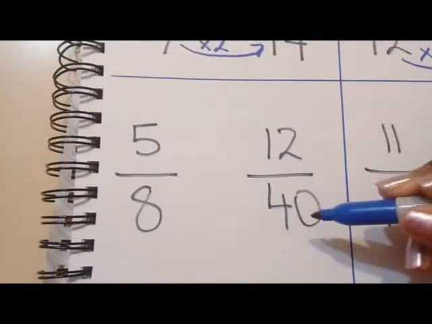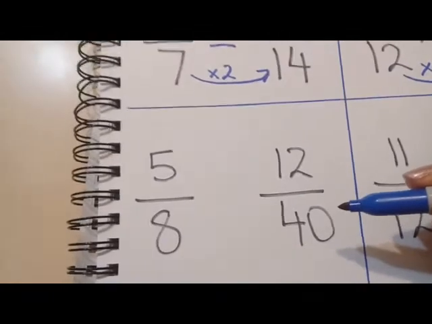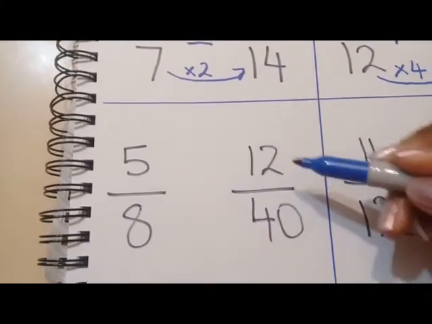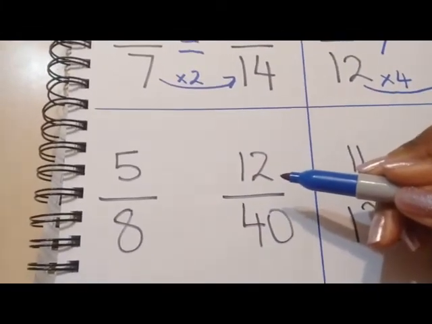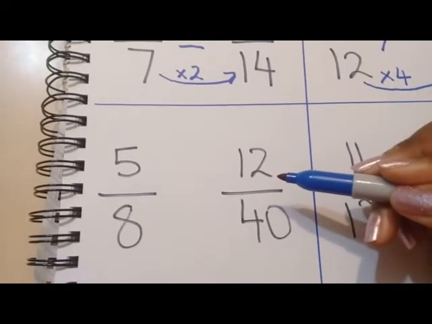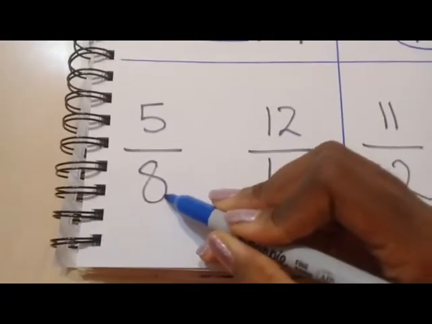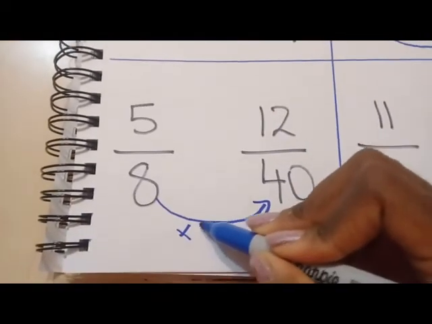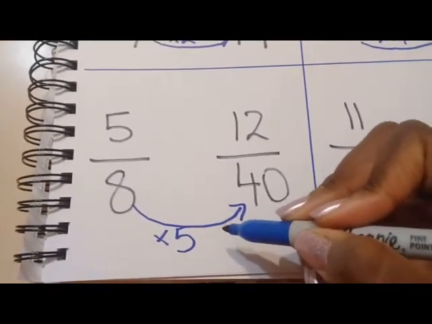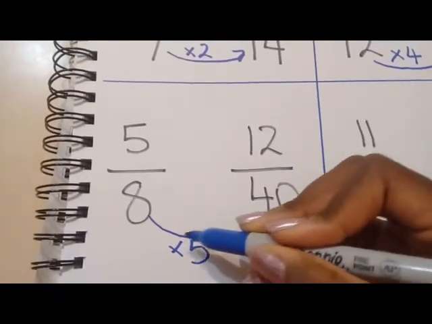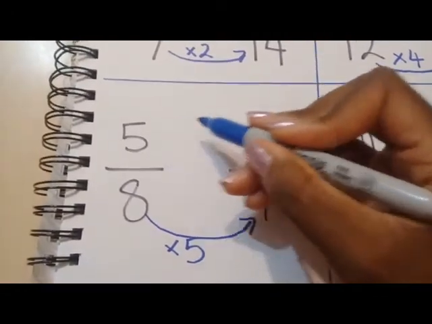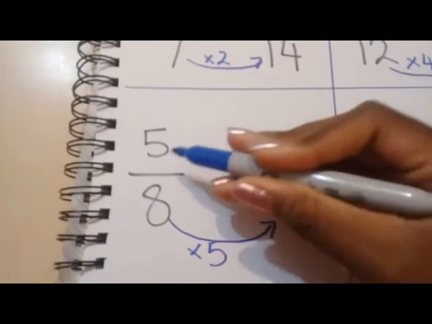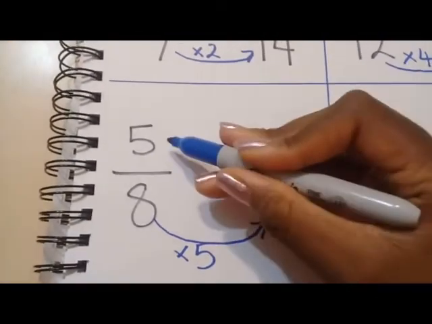5/8 and 12/40. Well, right away I'm looking at 5 to 12. I can't think of a single way to get that done. Well, let me try to get from 8 to 40. 8 times 5 gives me 40. That must mean that if I multiply the bottom by 5, I should be able to do the same thing to the top. But 5 times 5 is not 12.